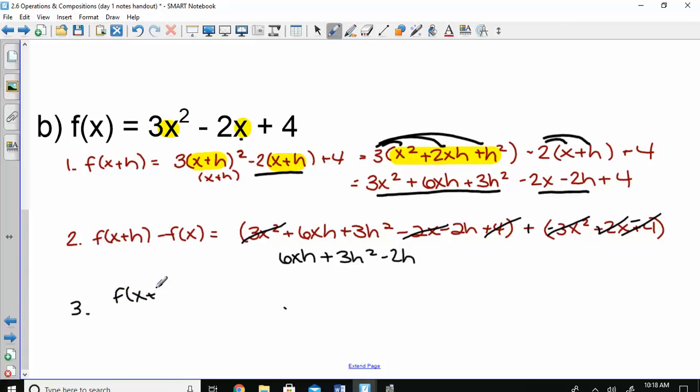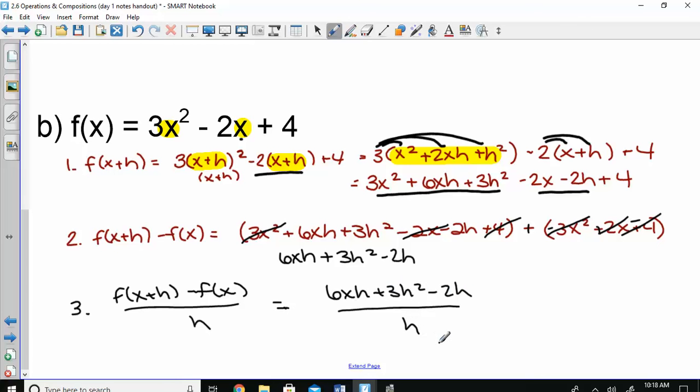Step 3 is when I said we're going to finish it. So all we're going to do is take the answer we just got and divide by h. When you do that, you just cancel an h out of everything, so you get a 6x plus a 3h and minus a 2. And so that is our final answer.